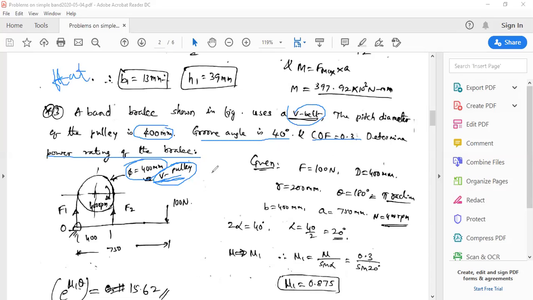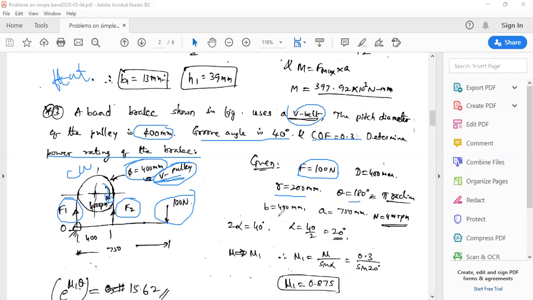So this is the thing that we have to calculate here. With respect to this, F, the operating force, is given in the sketch. The operating force is 100 newtons, and the direction of rotation is also specified: it is rotating in a clockwise direction, so the right side will be F1 and this one is F2, and R is 200 mm, theta is 180 degrees.